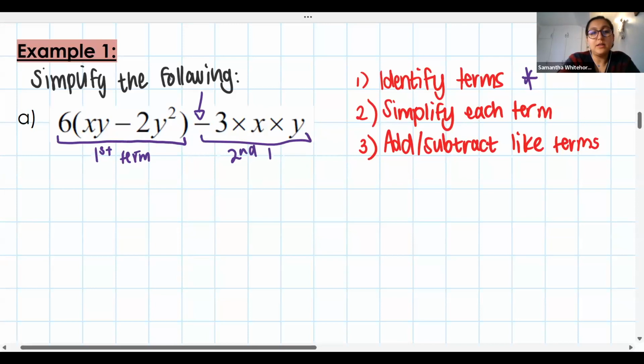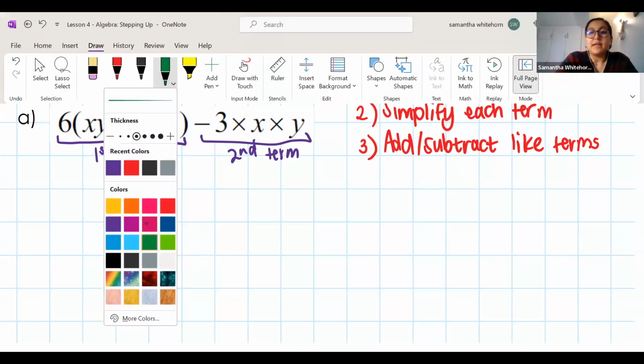Okay, so in this expression, I have got 2 terms that I am working with. So that's my first step done. I have identified each of my terms. Now my next step is to go and simplify each term.